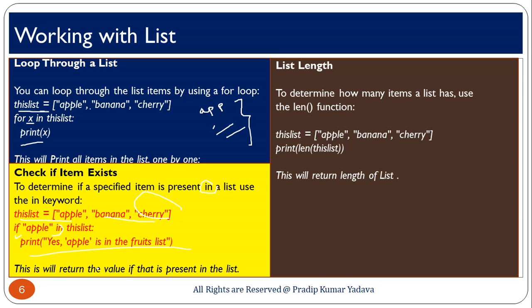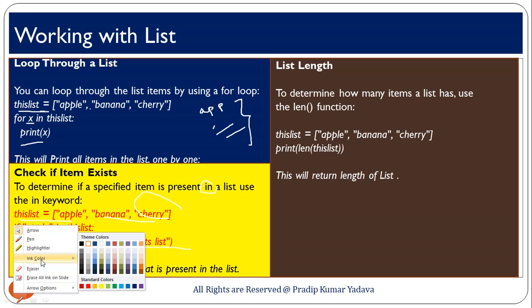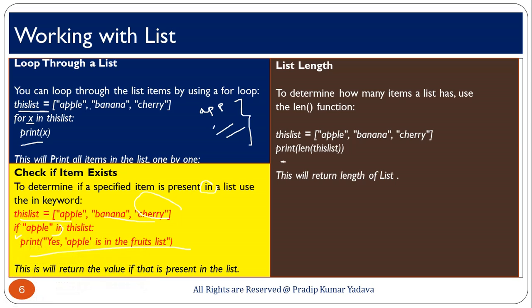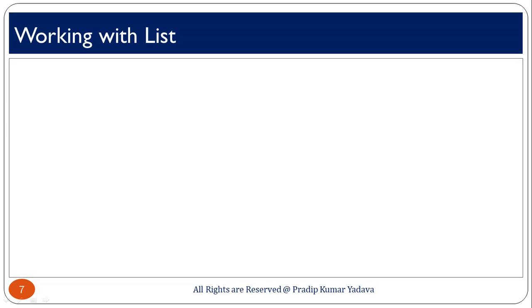Now, if you want to find the length of any list, we have the len function. By using len, definitely you can find the length of that list. Basically, the length of a list means how many items are present in that particular list. So, here you can see the len function, and this will return the length of the list. Okay.